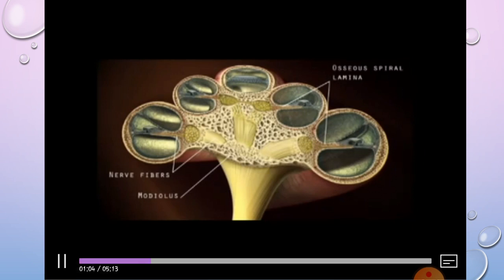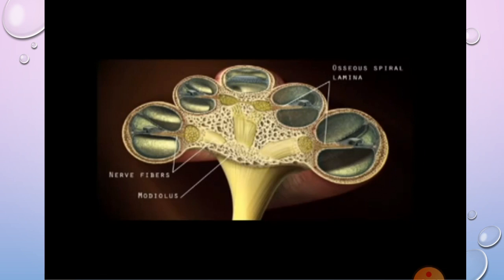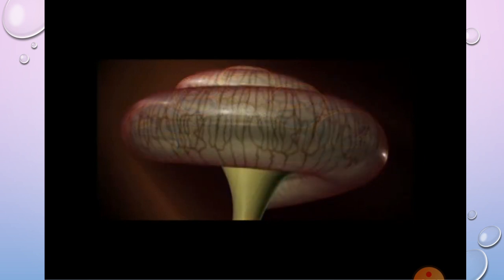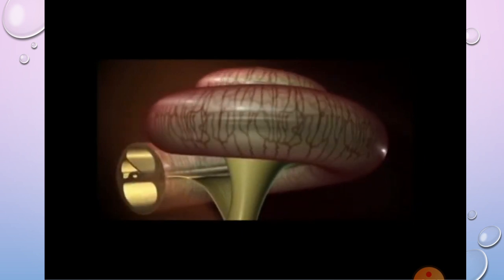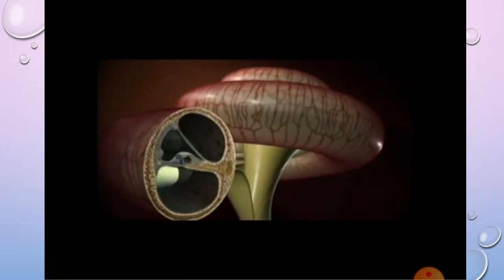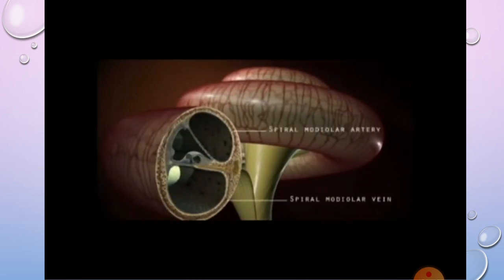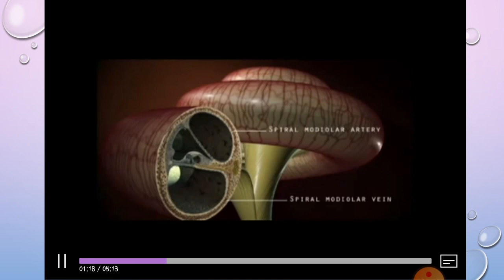Like that of the modiolus, it is porous, allowing nerve fibers and blood vessels to travel within. The spiral modiolar artery and vein travel in the modiolus and follow the spiral.